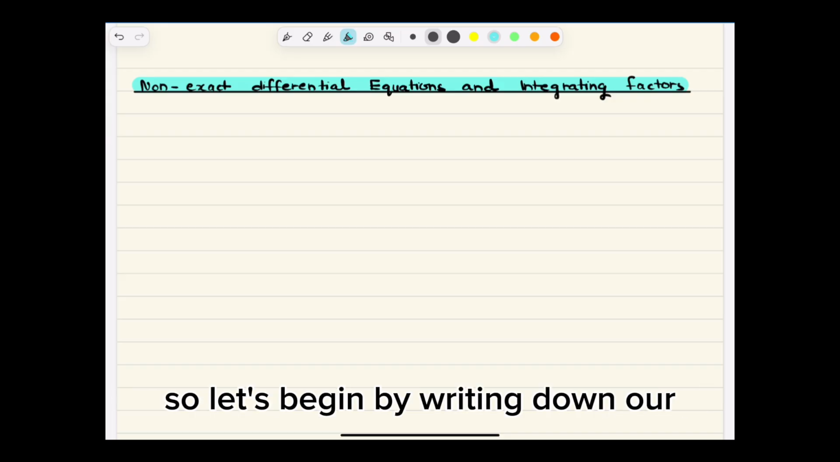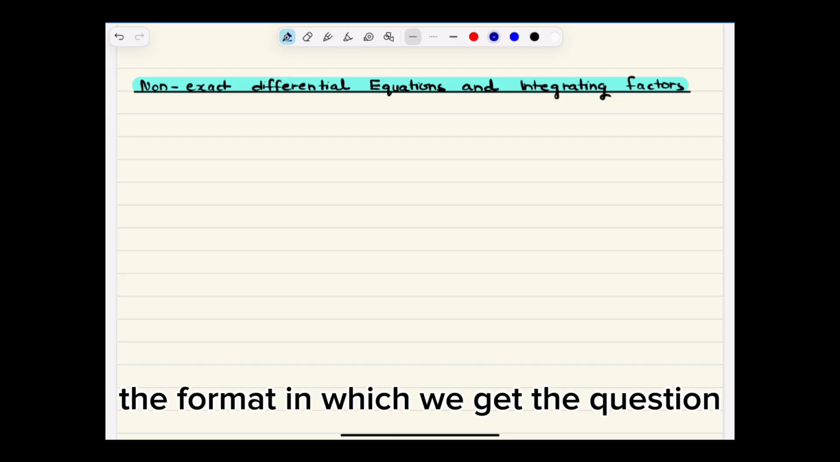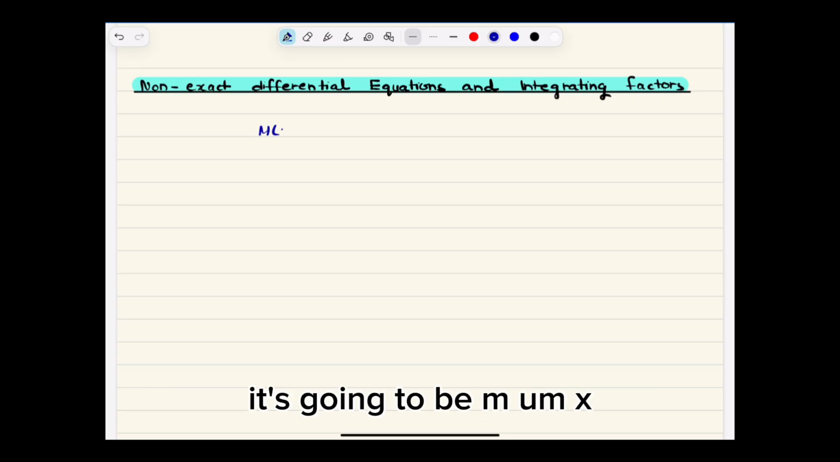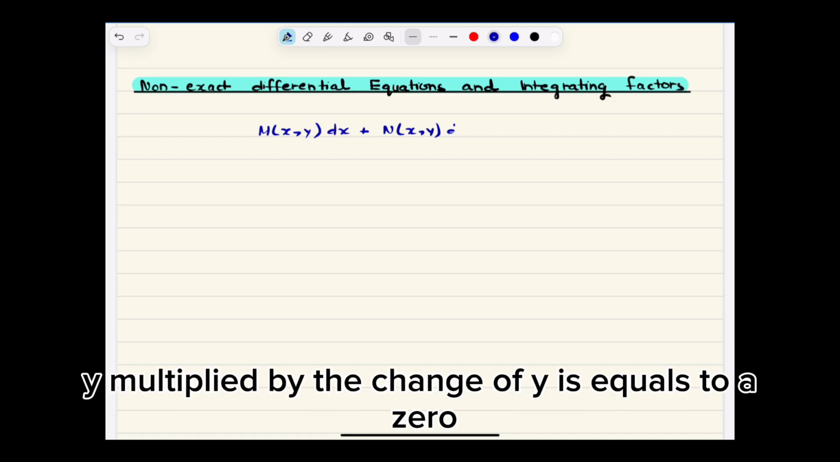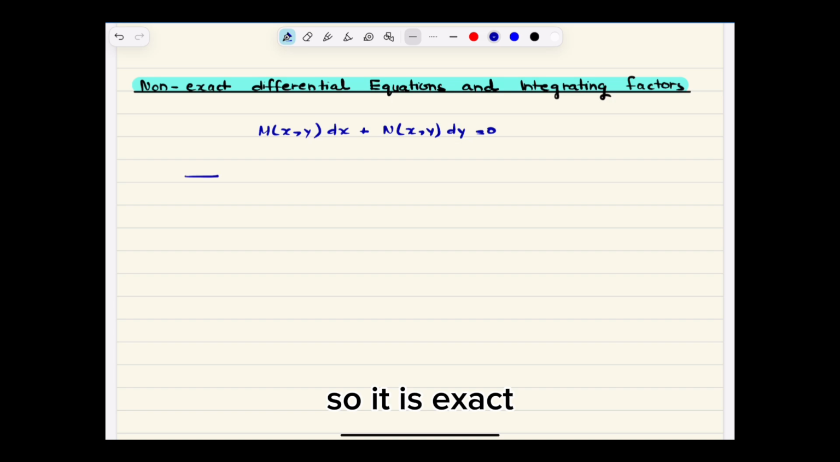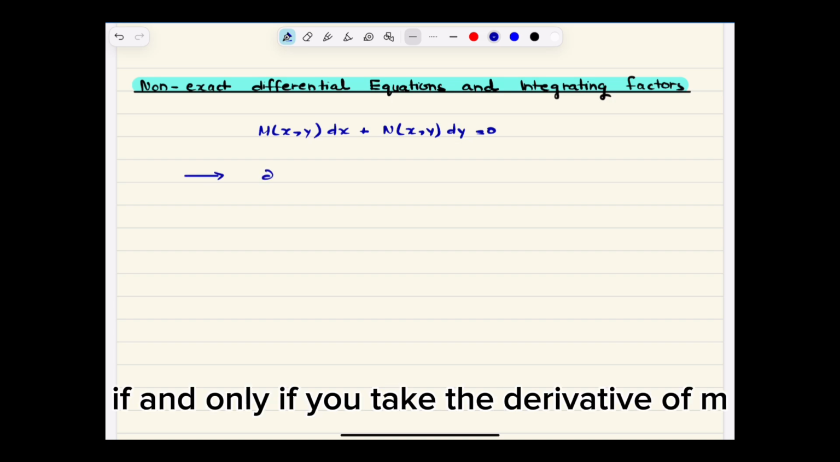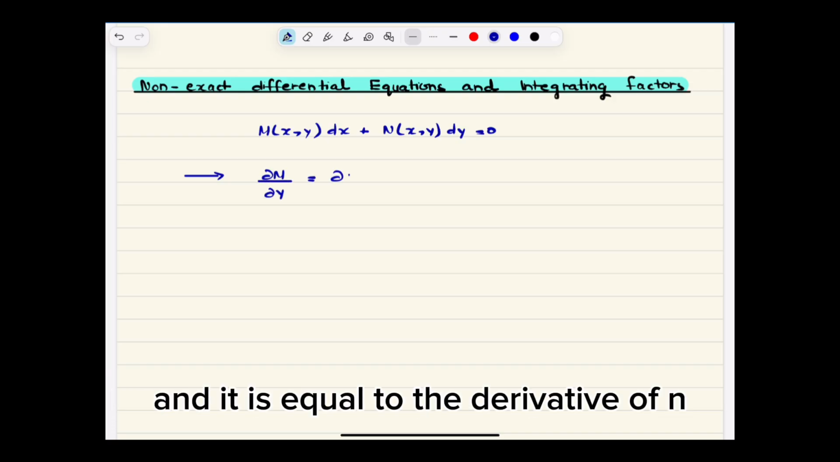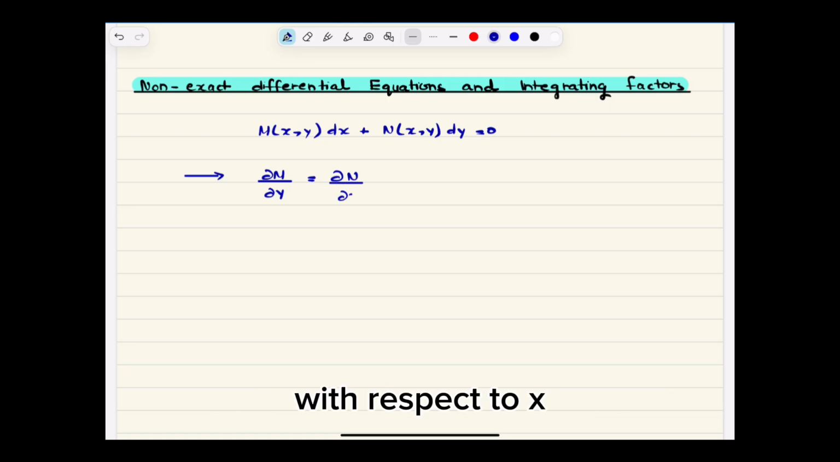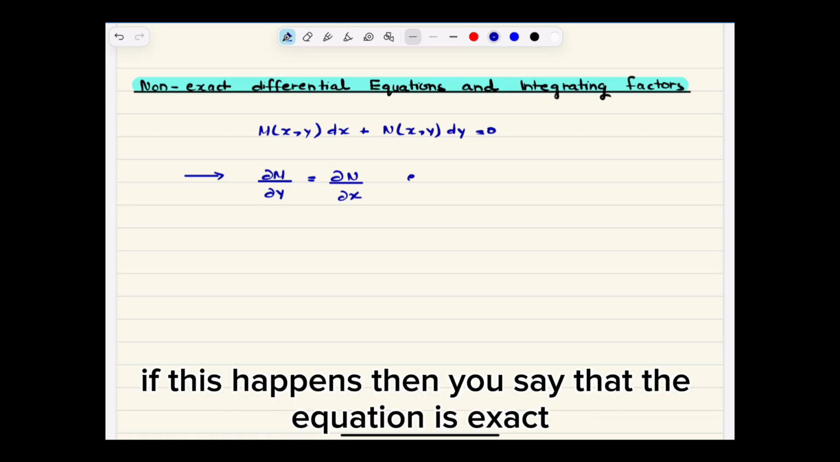So let's begin by writing down the format in which we get the question. It's going to be M(x,y) dx plus a function N(x,y) multiplied by dy is equal to 0. So it is exact if and only if the derivative of M with respect to y is equal to the derivative of N with respect to x. If this happens, then you say that the equation is exact.